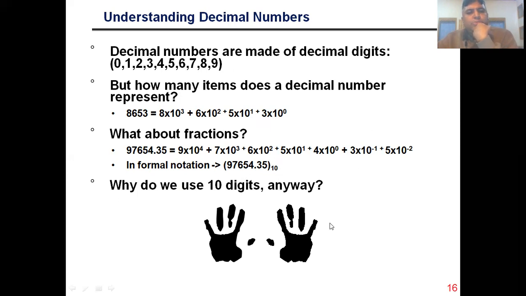Why do we use 10 digits? Because a decimal number consists of 10 digits, and in our normal life all the numbers we use are decimal numbers.